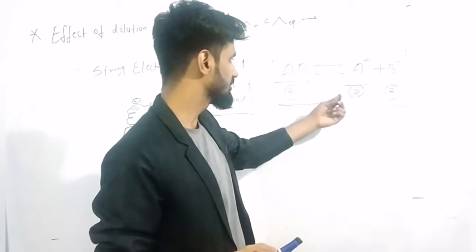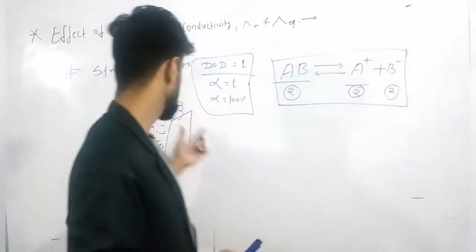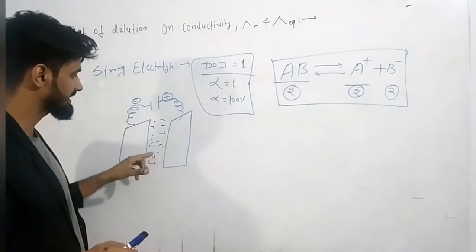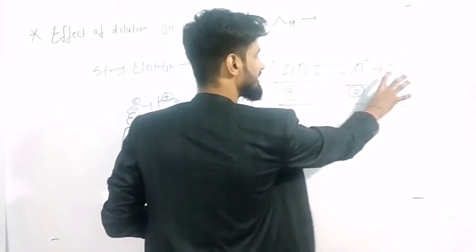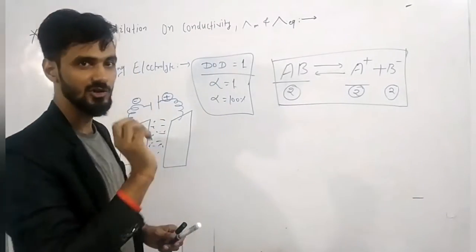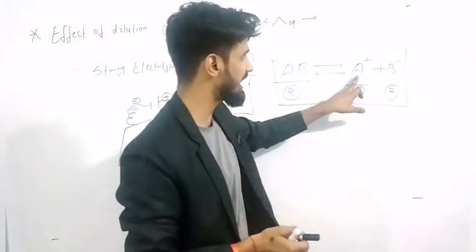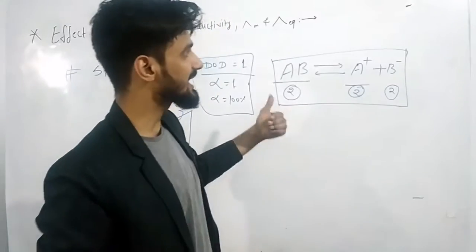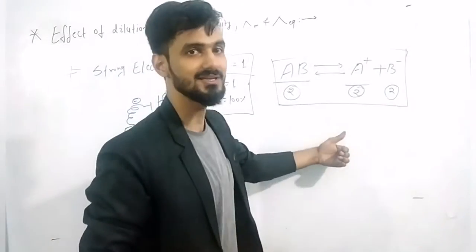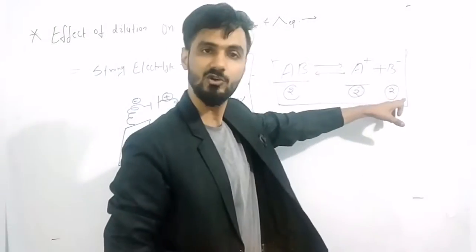Understand one thing. If you are going to supply the electric current, what will happen? It is not going to dissociate further. Already it is 100% dissociated. The number of ions in the solution is not going to increase, meaning the number of ions of A plus and B minus is not going to increase. Then how is the molar conductance going to increase? Because the number of ions is not going to increase.